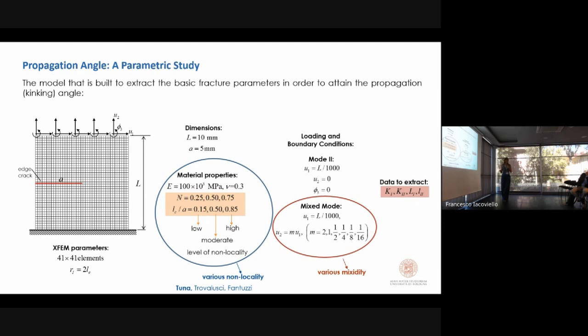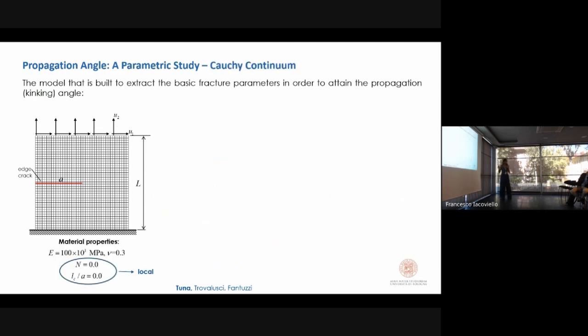For this, we considered a square plate with an edge crack that is fixed from the bottom edge. And with changing material parameters and prescribed displacements, we covered different levels of non-locality and also mixity ratios. But before talking about micropolar continuum, I want to show the results for classical Cauchy continuum, which is already known.